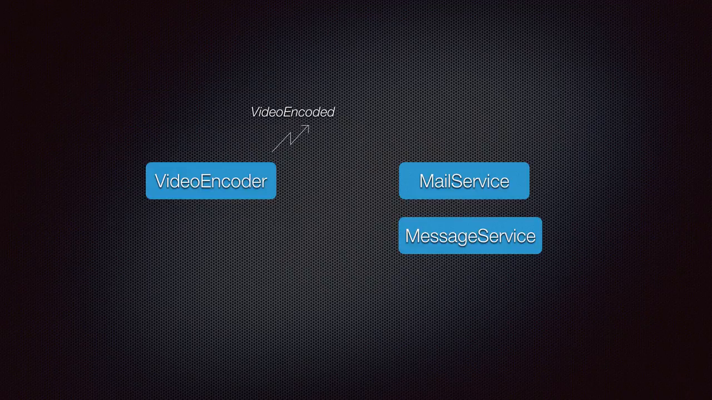Now back to our picture, you might be wondering, how does the video encoder notify its subscribers? Well, for the video encoder to notify its subscribers, it needs to send a message to them. In practical C# terms, that means invoking a method in the subscriber. But how does the video encoder know what method to call?